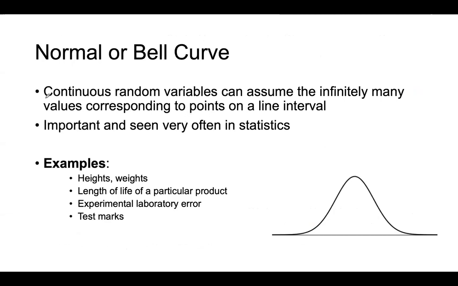So continuous random variables can assume infinitely many values corresponding to points on a line interval. And this is very important and used in statistics, like height, weight. These are continuous random variables, like the length of life of a particular product, time, experimental lab error, test marks. Students typically, this is very important for students.